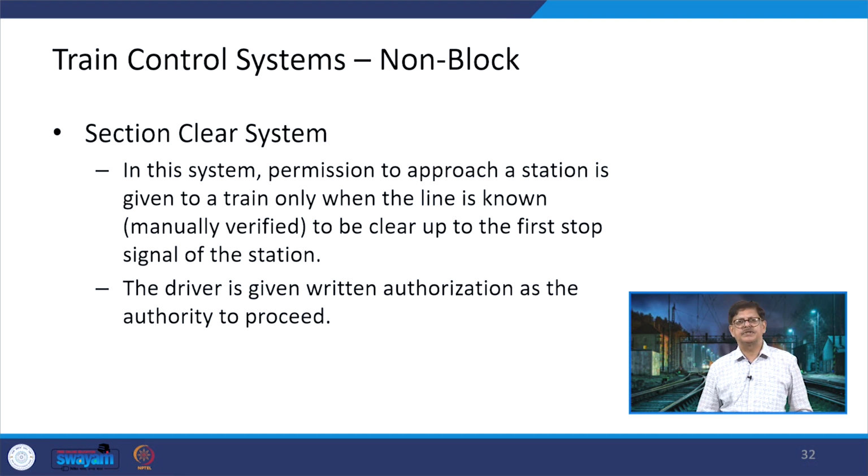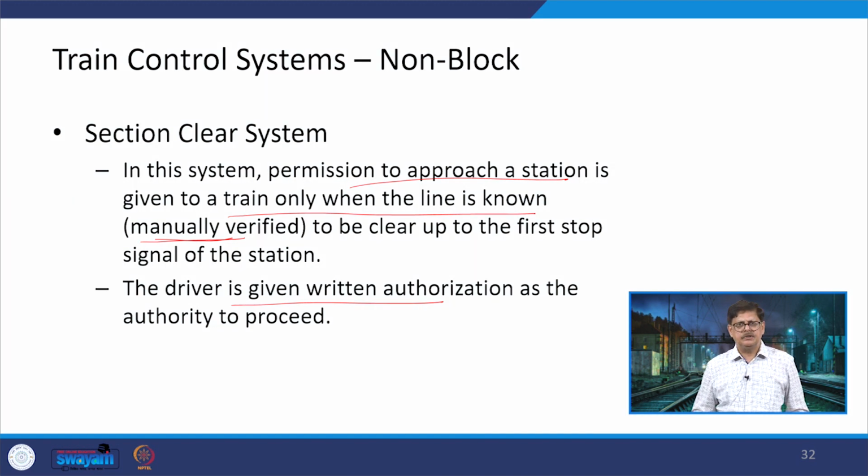Then last is the section clear system. In the section clear system, the permission to approach a station is given to a train only when the line is known to be clear up to the first stop signal of the station, and that has to be verified manually. When we say verified manually, it means the station masters talk to each other to ascertain up to what particular level the line is clear. The driver is again given a written authority to move into the section with the train.